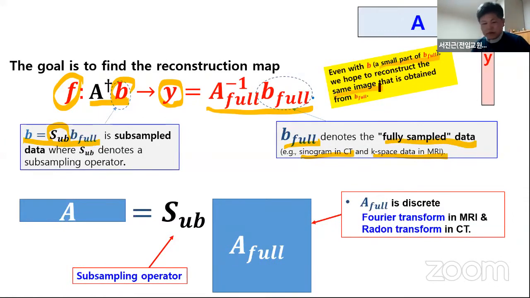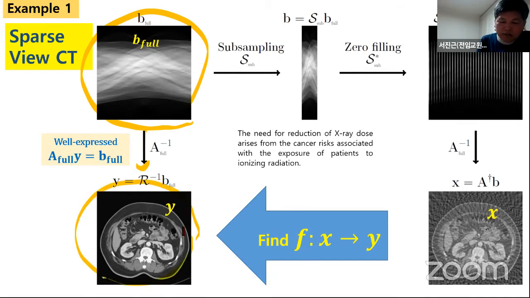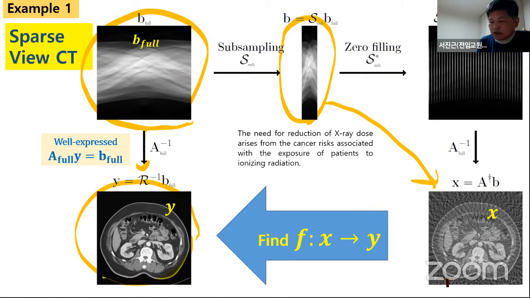That is our goal. For example, the first example is sparse view CT. If we have fully sampled data and directly use the filtered back projection algorithm, that's the A full inverse, you can get nice images. But because of the need to reduce the radiation dose, you need to take fewer data, the subsampled data. If we take the pseudo inverse of the subsampled data, you have this type of artifact image. The goal is to get this image, removing the artifact, the denoising. That's the goal.